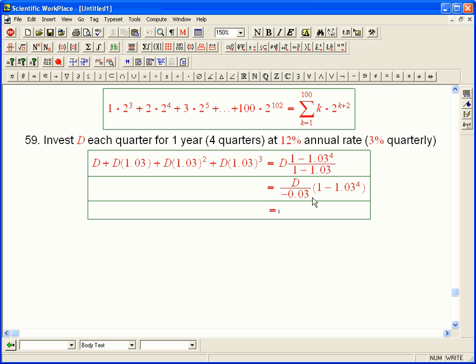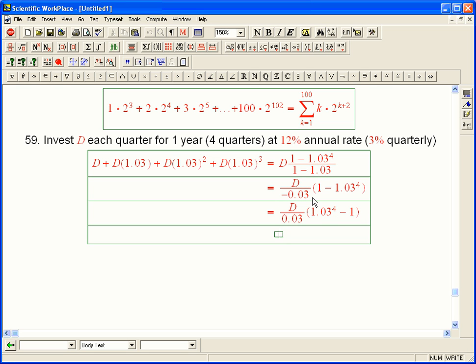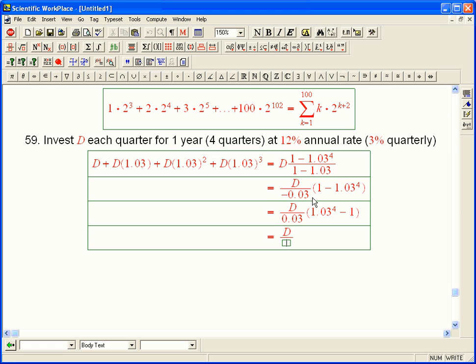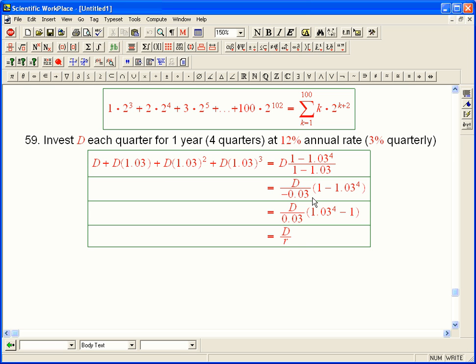And that minus sign's kind of annoying, so let's switch it around. The general formula here is the deposit divided by the rate, times 1 plus the rate to the n minus 1. Now here, n is how many periods you've done, and r has to be the rate per period. And so it's not 12%. That's why this 3% quarterly had to come in. So that can be a little subtle. I'm just pointing out there is sort of a master formula for this, which you may or may not want to memorize or write down in your notes.